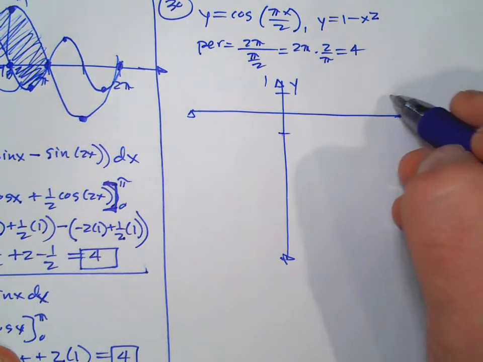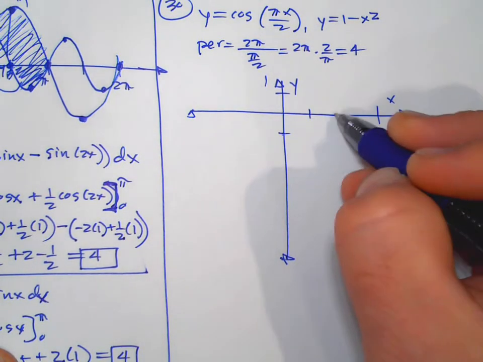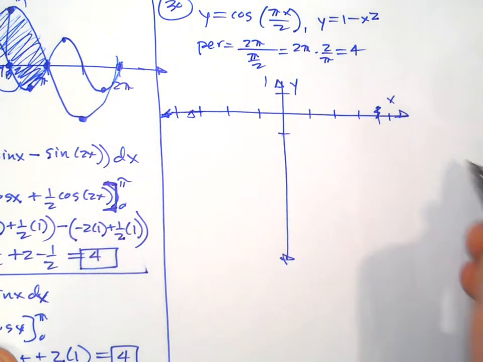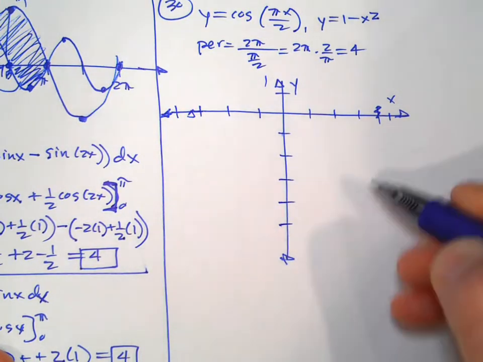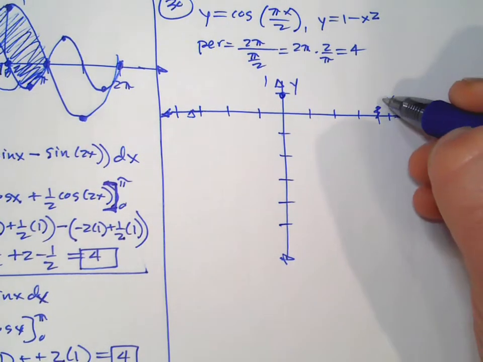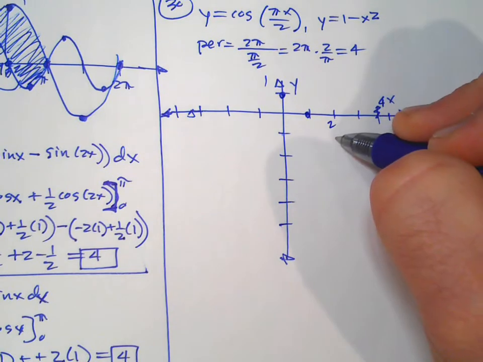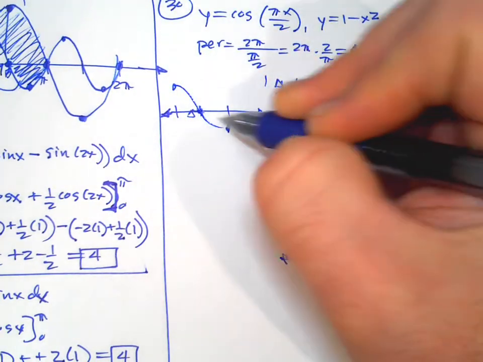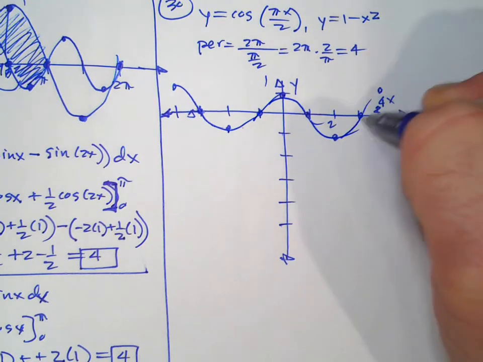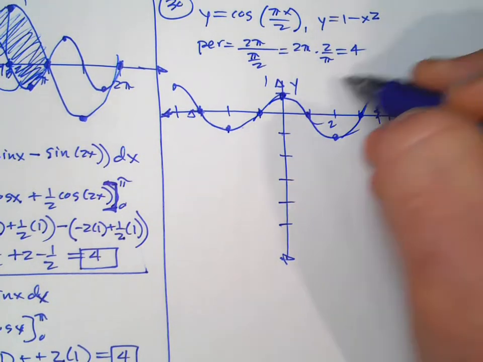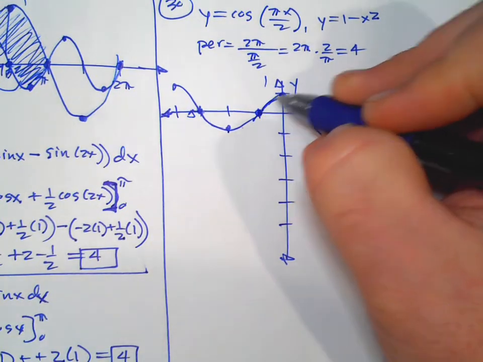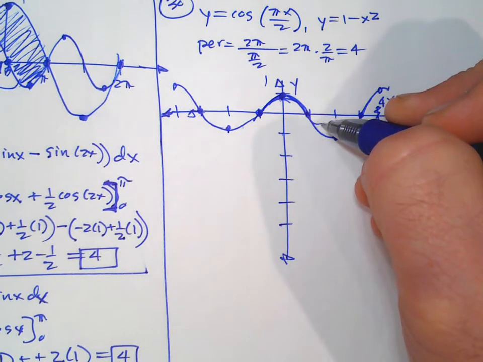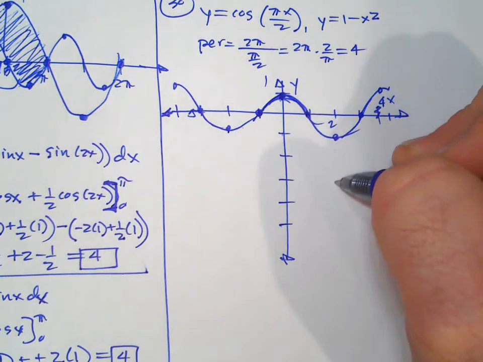So the cosine curve starts up here. The period is 4, so this is 2. So it goes like this, and then it goes like this, and it keeps going like that. Okay, the upside down parabola starts up here at 1, and if you plug 0 in, you get 1. Oh, so they cross each other. It's all right here. You plug in 2, and you get -3.